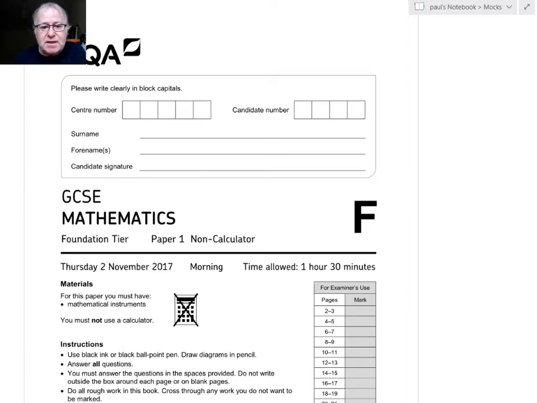Right, AQA GCSE Maths Foundation Tier, Paper 1, Non-Calculator, November 17. Okay, 9 to 1 this one.